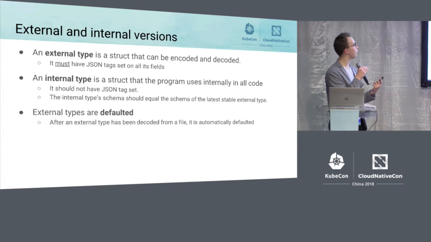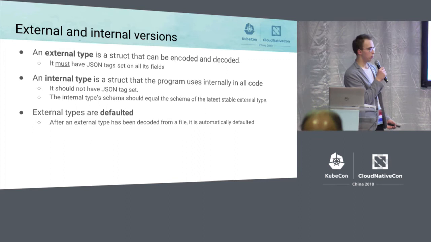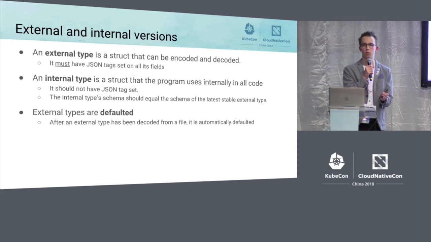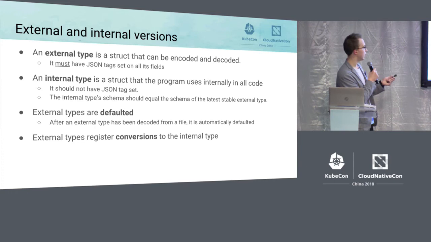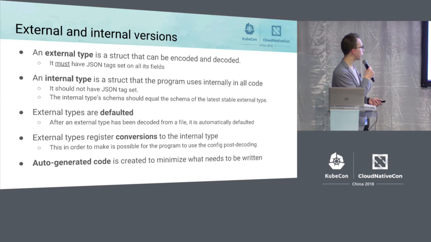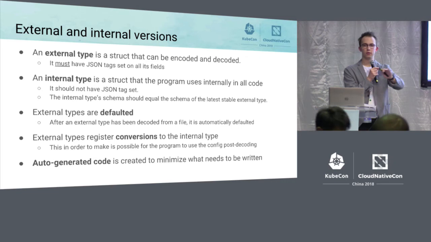That also means if defaulting changes between versions, we can track that by having only the external types be defaulted. So if we have a default of 10 requests per second in our application in version 1, and we realize that is not a good default, we need at least 100 requests per second, we can bump the API version, and now in the new API version, we use the new default. So we register conversions from external. We read the file, we decode it into the external type. We then convert it into the internal type. And when it is the internal type, we can start using it in the application. And to reduce the need for writing conversions for everything, there's a lot of auto-generated code.